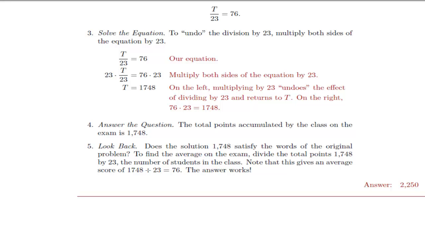Looking back or checking, does the solution 1,748 points satisfy the words of the original problem? To find the average on the exam, divide the total points by 23, the number of students in the class. Note that this gives an average score of 1,748 divided by 23 equals 76. Therefore, the answer works.